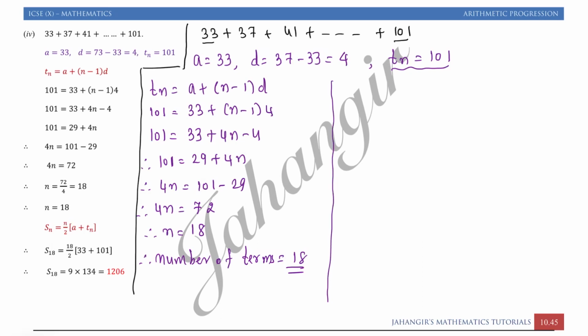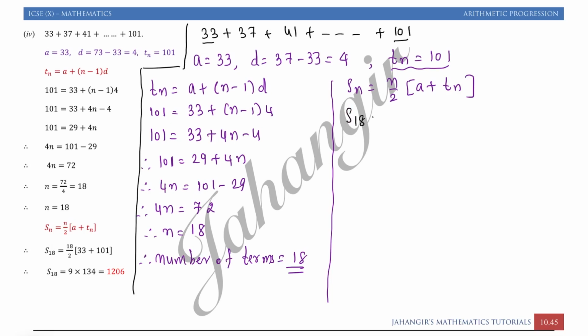Now we have to find the sum of 18 terms. So here we will use the short formula. When we know Tn, we can use n by 2 into A plus Tn. You can even use your basic formula, the one which we had used in the first 3 sums. If you want, you can try that question also. You are going to get the answer with that formula also.